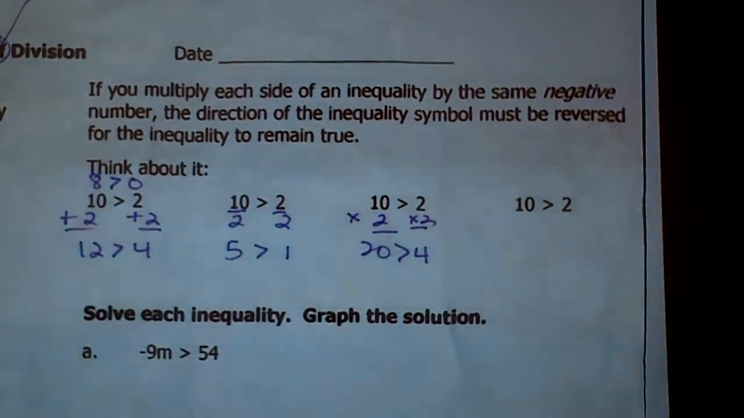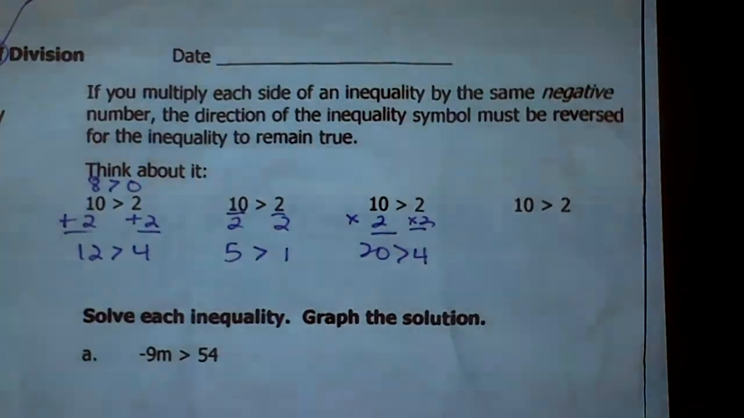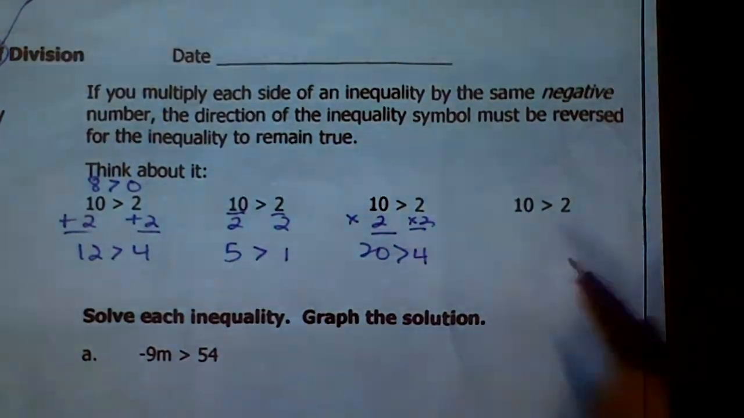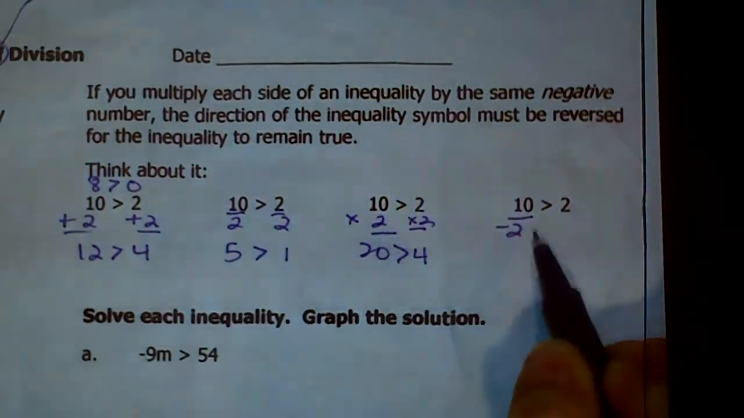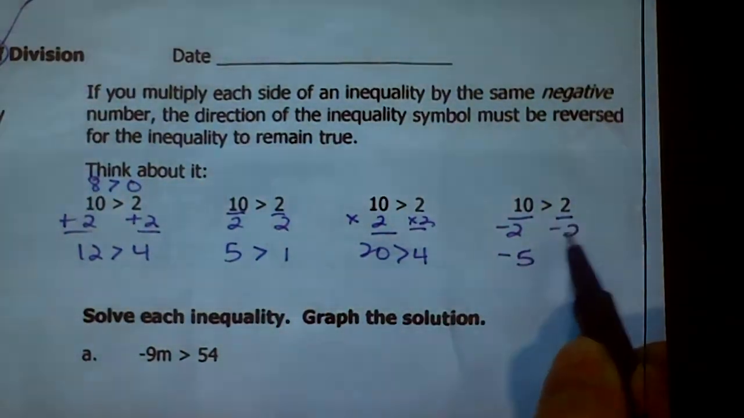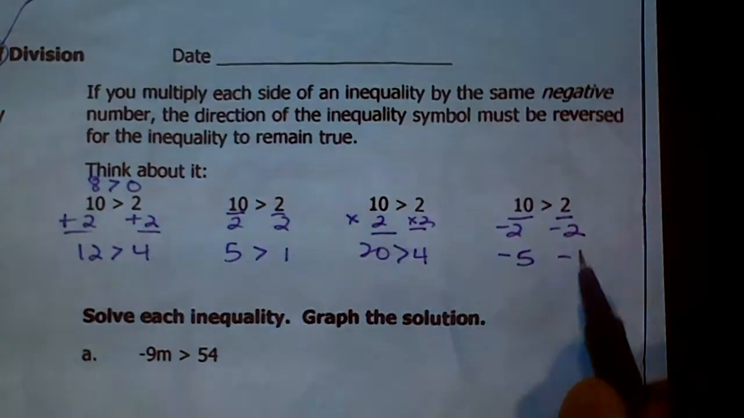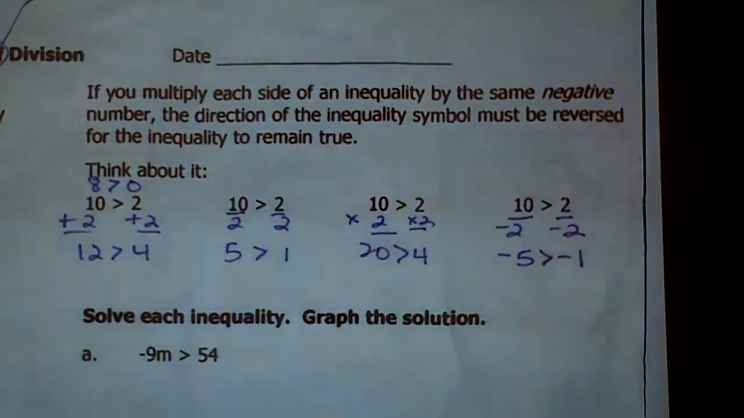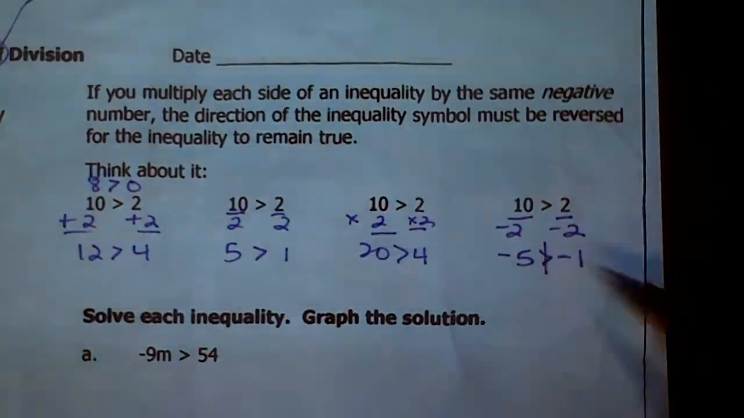Now let's see what happens if I divide each side by a negative 2. If I take 10 divided by negative 2, I get negative 5. If I take 2 divided by negative 2, I get negative 1. Is a negative 5 greater than a negative 1? No, it's not. So it won't work.